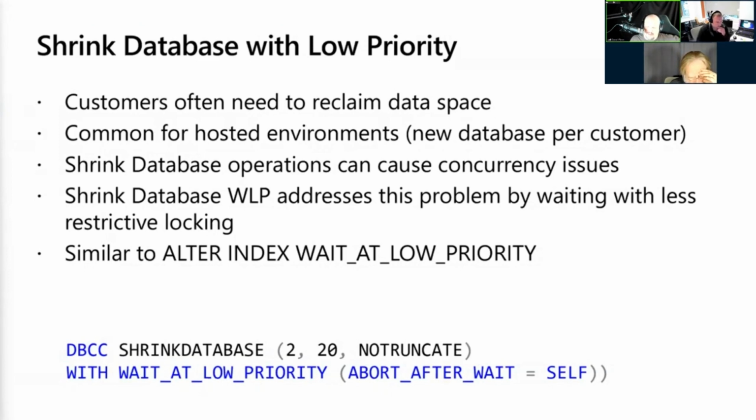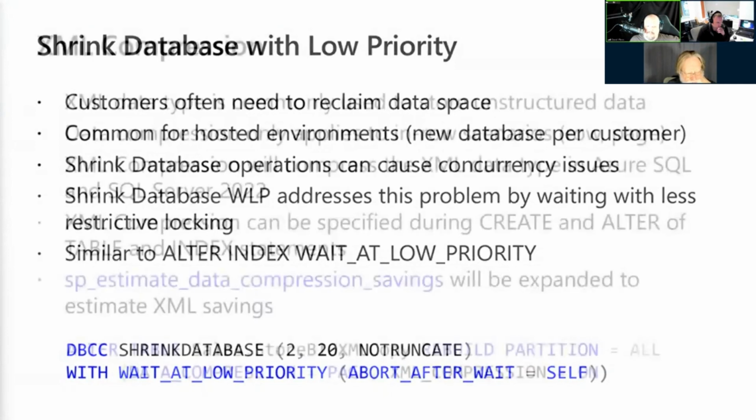So the shrink database wait at low priority feature addresses this problem by improving shrinking when using this mode. This allows readers needing a schema stability lock to not be blocked by the waiting shrink command. Using shrink database with wait at low priority does not affect customer workloads. The only expense is the delay of the database shrink operation. So if you're in that situation, this is a great feature for you.